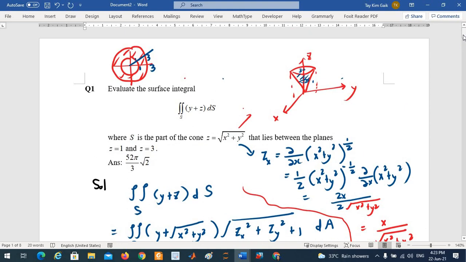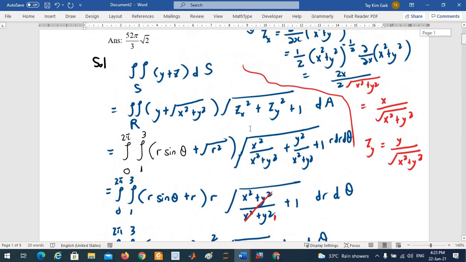Any question for question 1 here? Yes. Where does the sin theta come from? Y in polar coordinates is r sin theta, and then x squared plus y squared is r squared. If you have x, it is r cos theta.